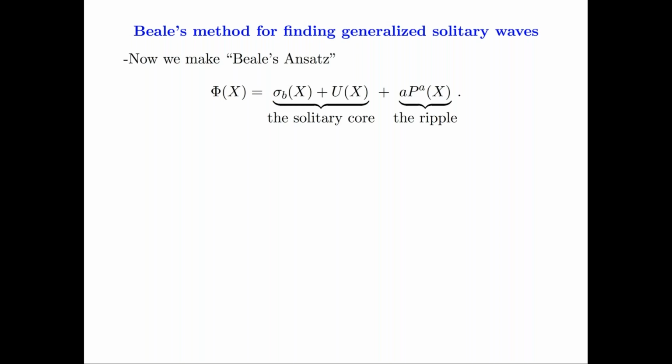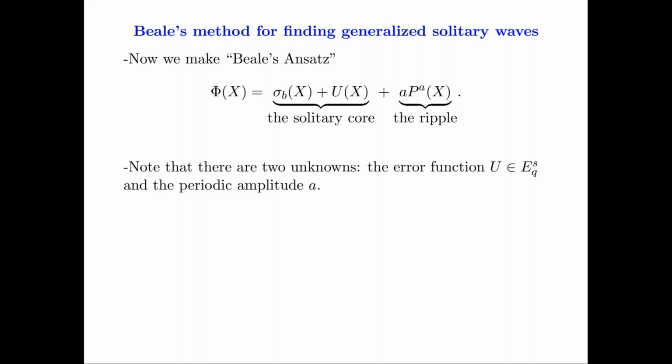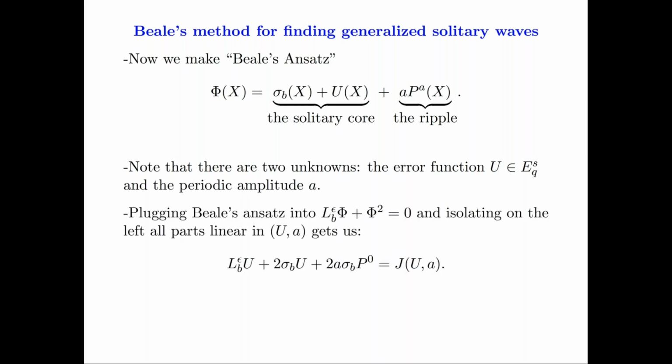So why do I add the ripple there? The idea here is that I have two unknowns now. I have the error function u that I need to figure out, but I also didn't tell you what the amplitude of the ripple was. So I've got two unknowns here: u, which is a function, and a, which is just a number. If you plug Beale's ansatz into the governing equation, and you isolate everything that's linear in either of the unknowns, either u or a, you get this equation right here.